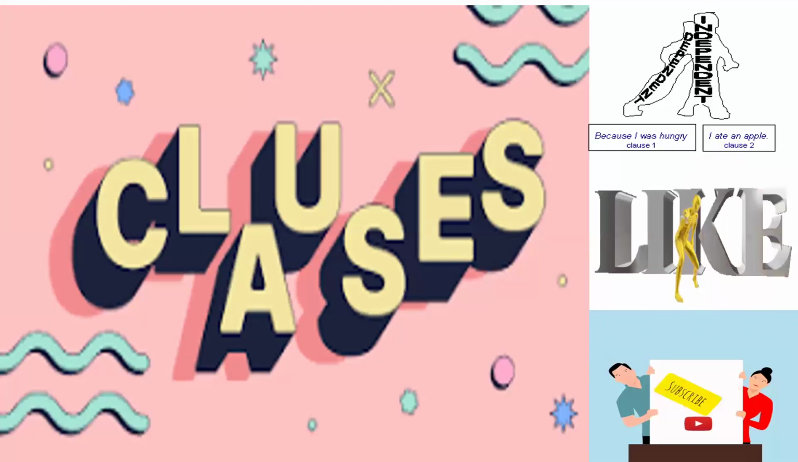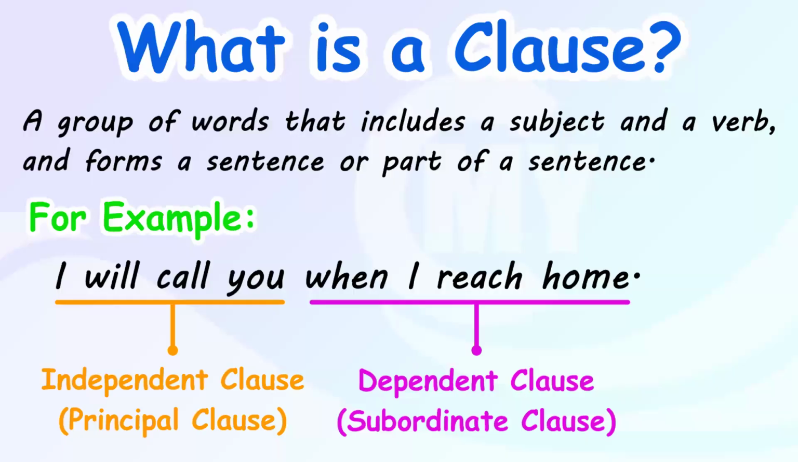Let's get started. What is a clause? A group of words that includes a subject and a verb and forms a sentence or a part of a sentence. So, a clause is a group of words that has a subject and a verb, and it helps in forming a sentence or a part of a sentence. Example: I will call you when I reach home.